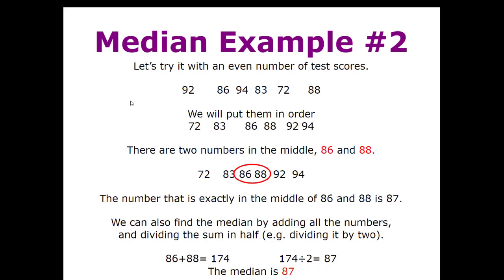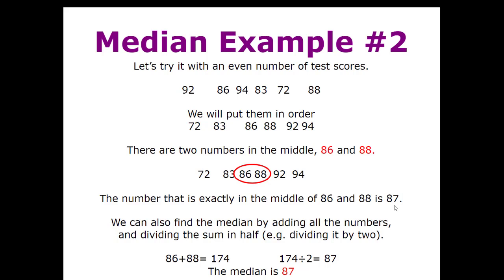If you have an even number of test scores, you do things slightly differently, but the idea is still the same. There's a number that will balance half the data on each side. Here I have 92, 86, 94, 83, 72, and 88. I'm going to put them in order. This time there are 2 numbers exactly in the center, 86 and 88. The number that's exactly in between is 87.